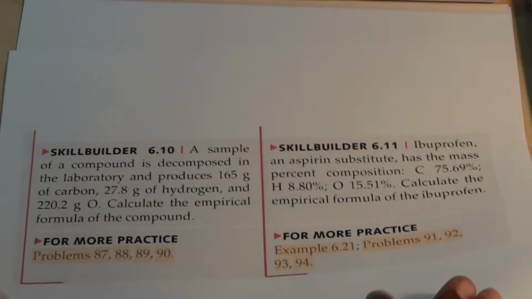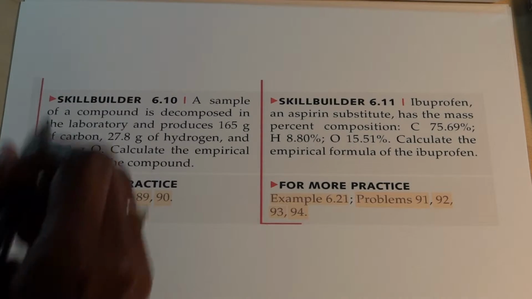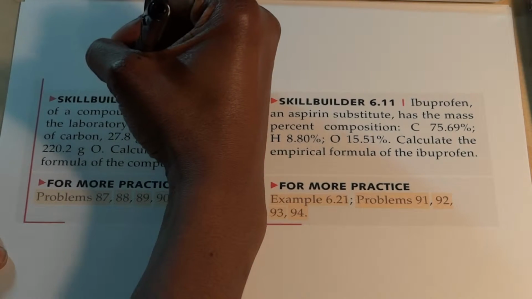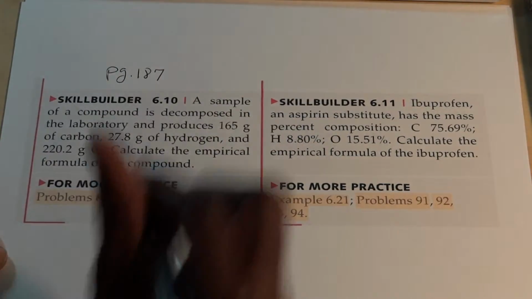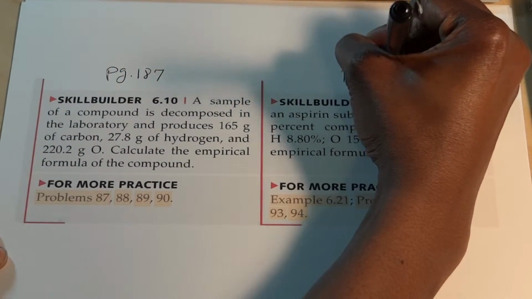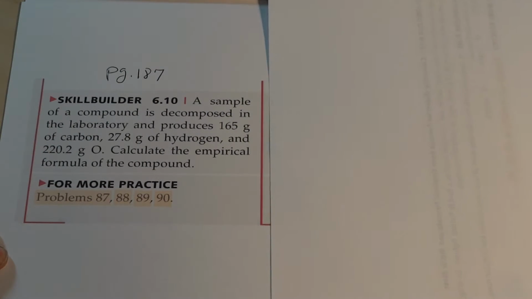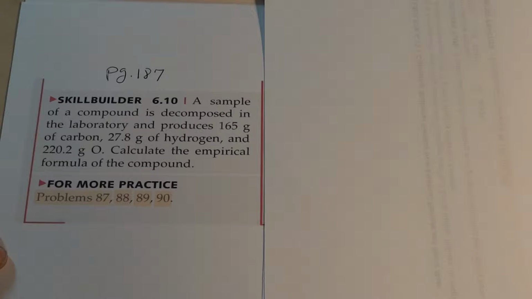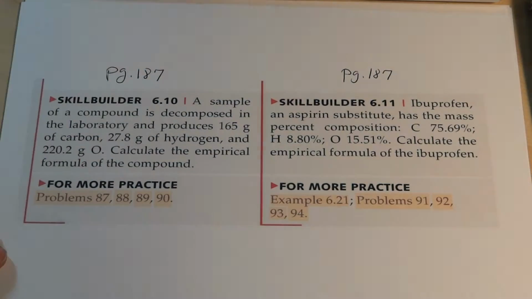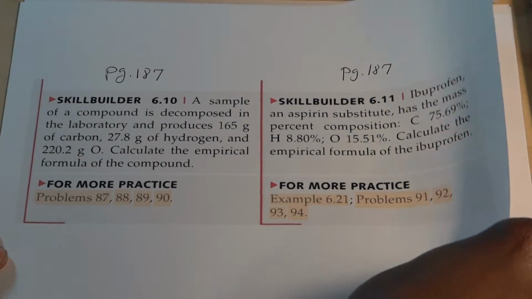Okay, so the first one that I want us to look at is Skill Builder 6.10. This is page 187. We'll do this one next, but let's just look at this one first. So you can go ahead and pause the video so you can get a good look at the image. Alright, so let's go ahead and practice this one.